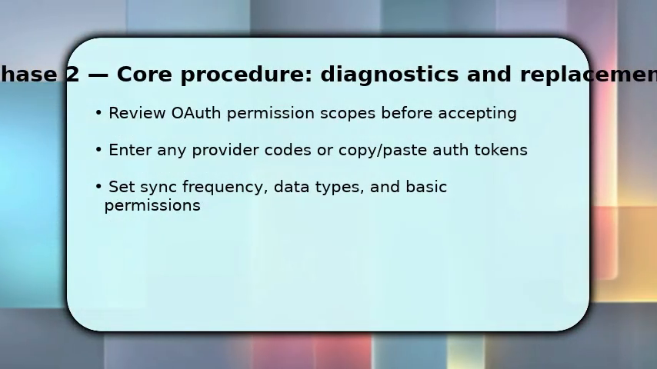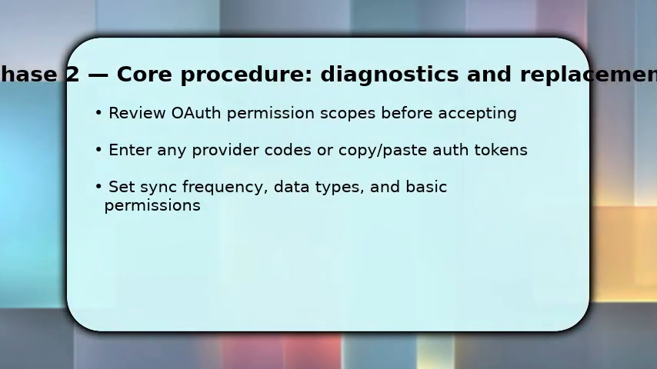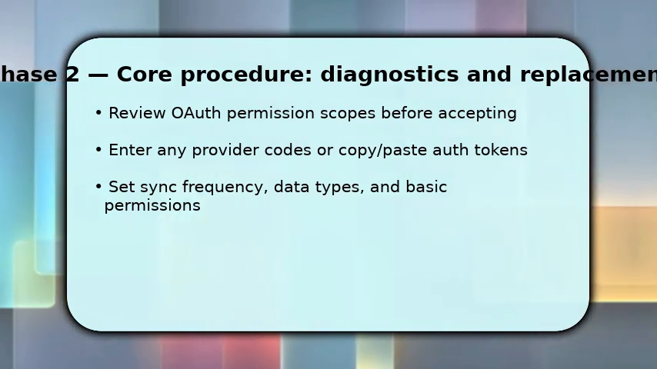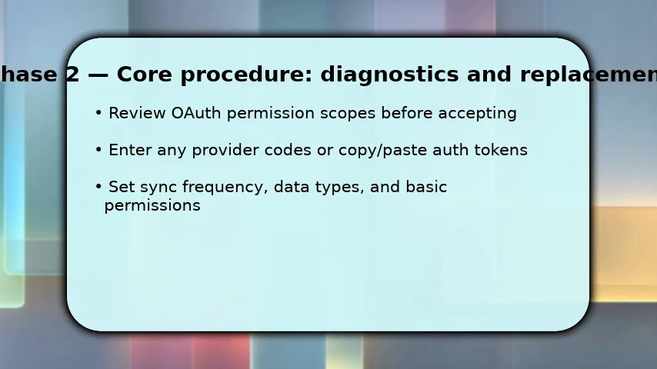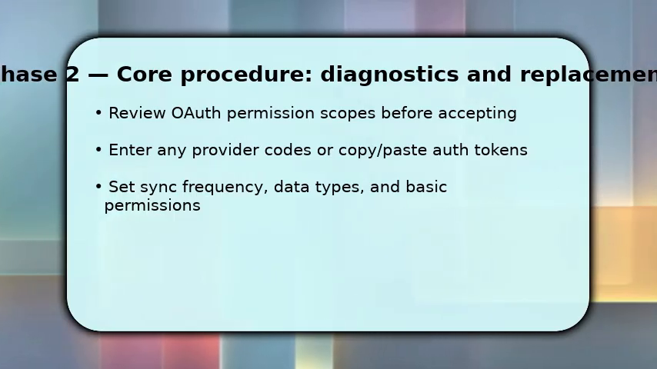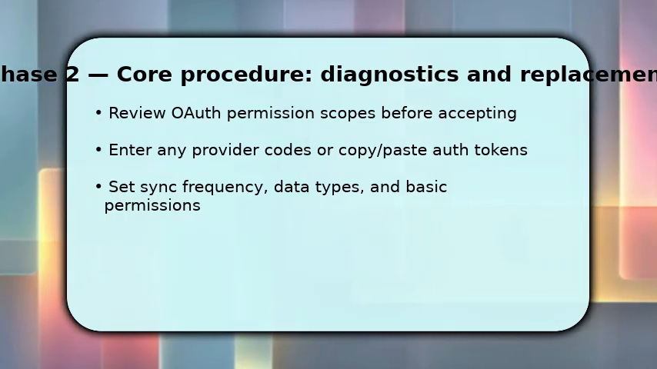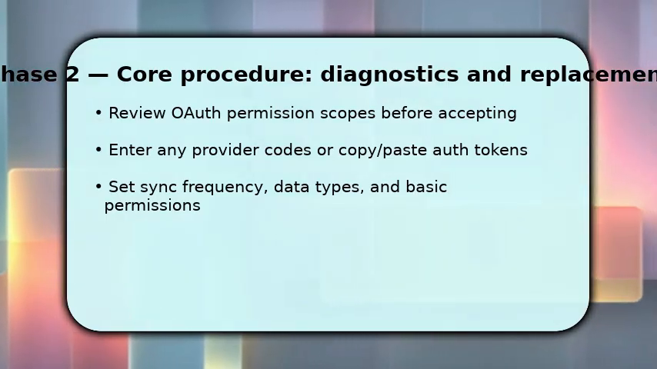Next, you'll authorize access. This is the core step. When the provider's consent screen appears, read the permission scope so you know what data will sync. Then approve the connection or cancel to adjust settings. If an auth code is provided, copy and paste it into the app. If redirected, allow the browser to return you.